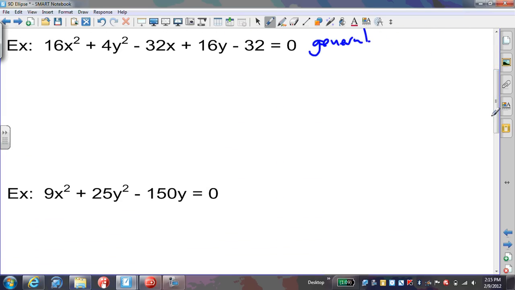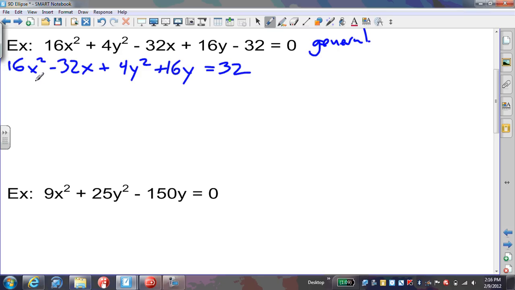So the first thing I want to do is put together my x's. So we have 16x squared minus 32x, plus 4y squared plus 16y. And I'll put 32 on the other side. The only thing I'm doing is reorganizing: the x's together, the y's together, and the numbers on the other side.